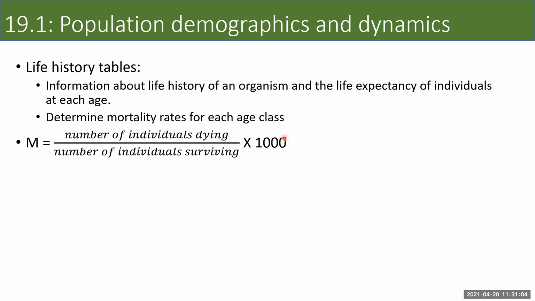Right? Actually, this should be 100. Right? So it turns it into your percentage. So if you have say 90 over 100, right, that's 0.9, or that's 90%, right? That means you have a 90% mortality rate, which is not good for that population, right? But so it's number of individuals dying over number of individuals surviving multiplied by 100, right? Just to change it to a percentage. So that's not 1,000.